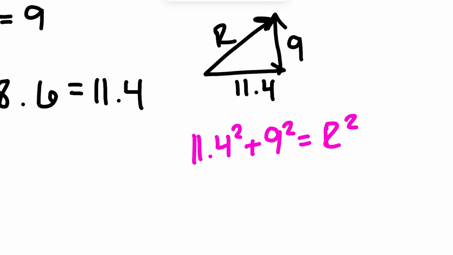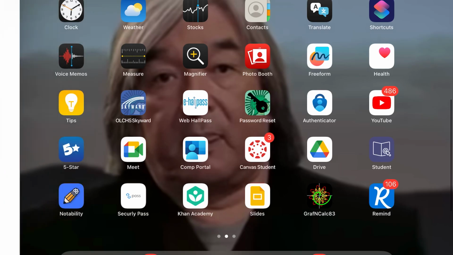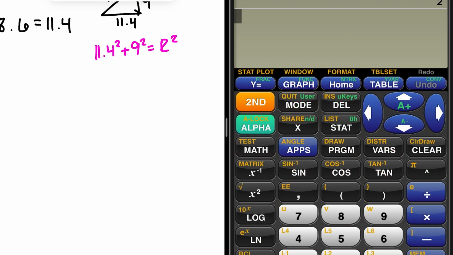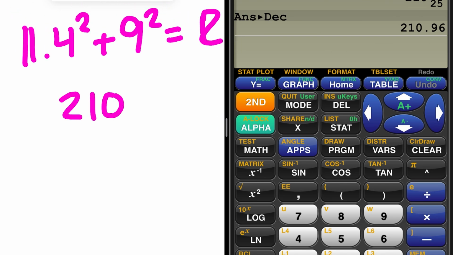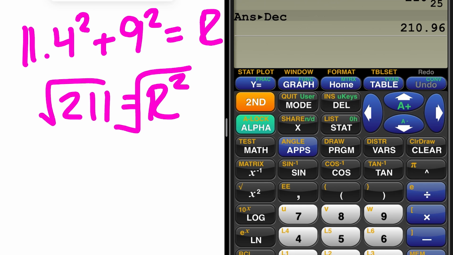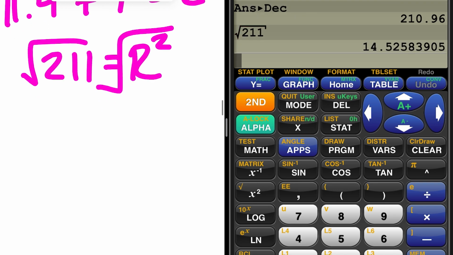Plugging this into a calculator, I just did 11.4 squared plus 9 squared, and that gave me 210.9, which is going to round to 211. Still equaling that r squared, so to take away the square, we have to take the square root, and the square root of 211 came out to be 14.5.